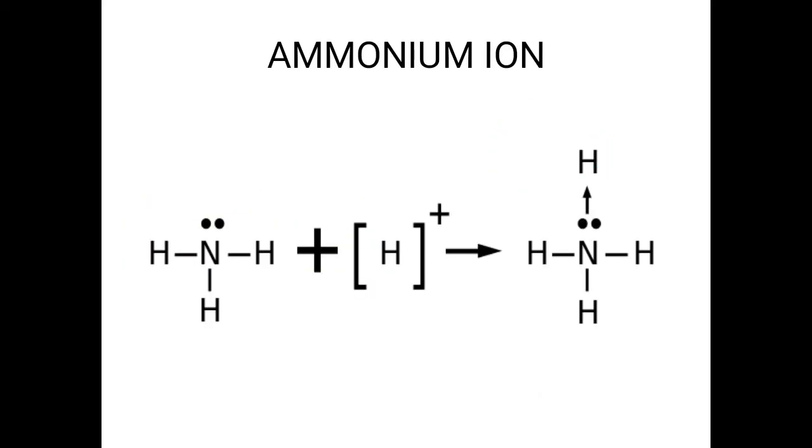Now we know which electron is present where. Now we will understand the bonding in the ammonium ion. You can see the ammonium ion's formula is NH4 plus. How does this ion form? The ion is formed when an ammonia molecule donates its lone pair of electrons to a proton.